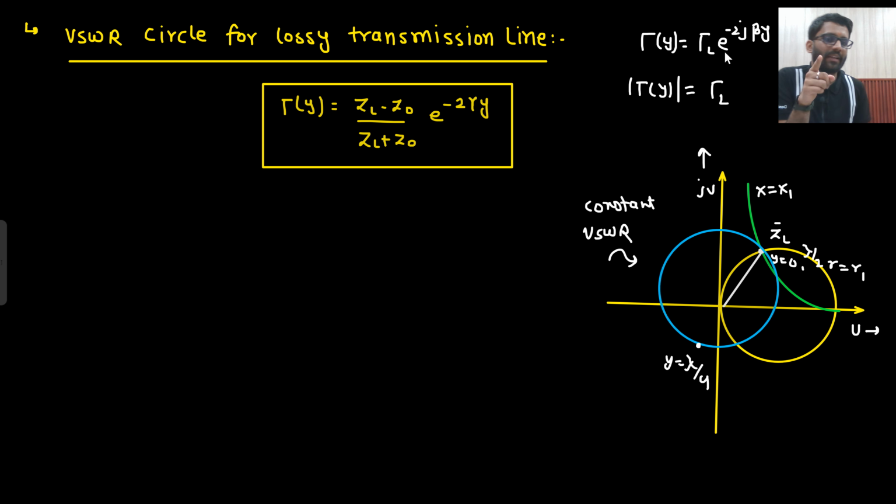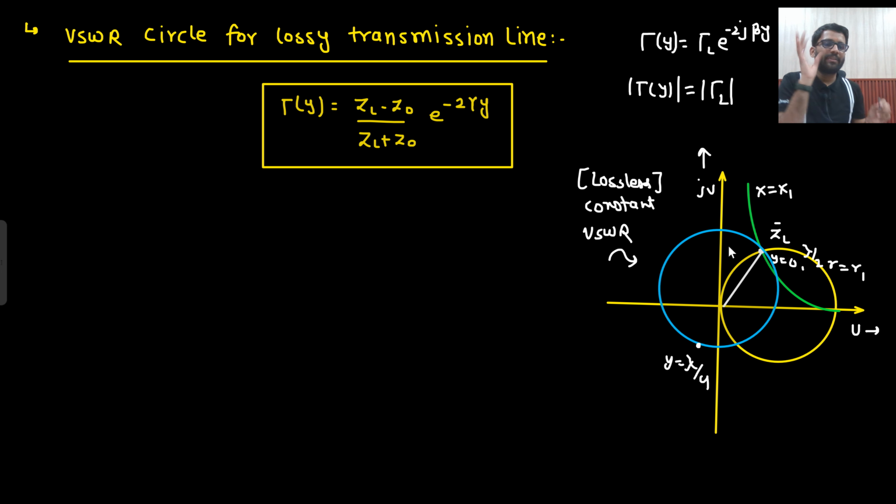What is gamma L? ZL minus Z naught upon ZL plus Z naught. So mode of gamma Y equals mode of gamma L. Here the reflection coefficient is constant. It is neither decaying nor increasing. Just the phase will change. So this we call the constant VSWR circle, which we have already studied. Now the Smith chart will remain as it is, whether it is a lossy line or a lossless line. This circle was for the lossless line.